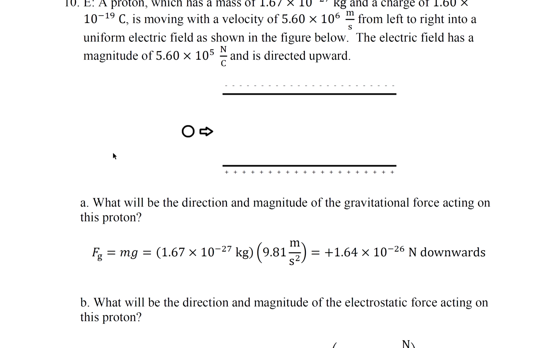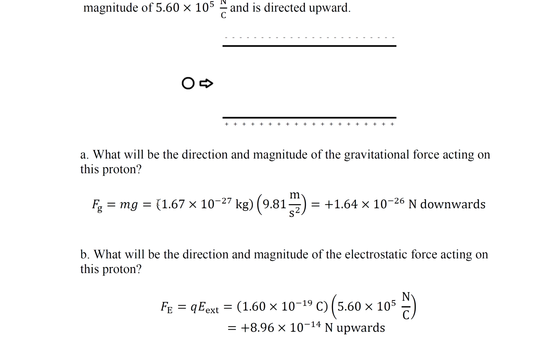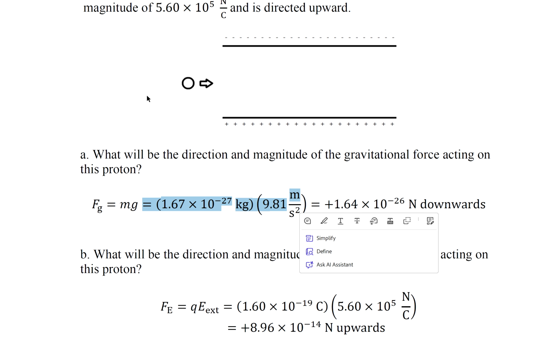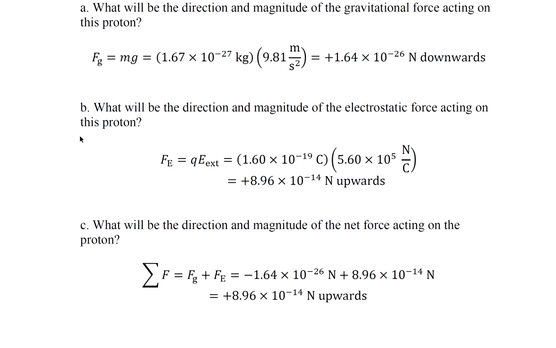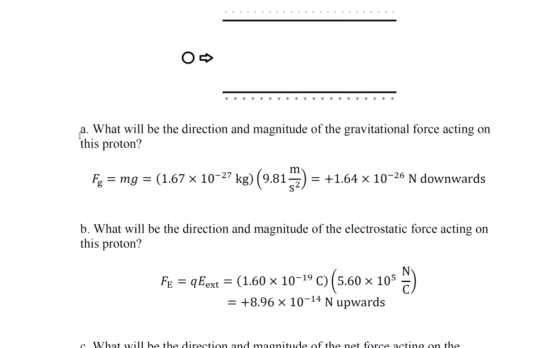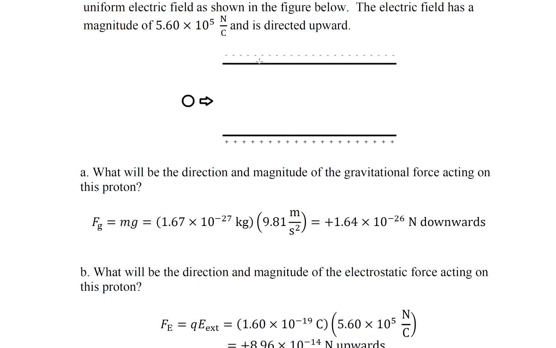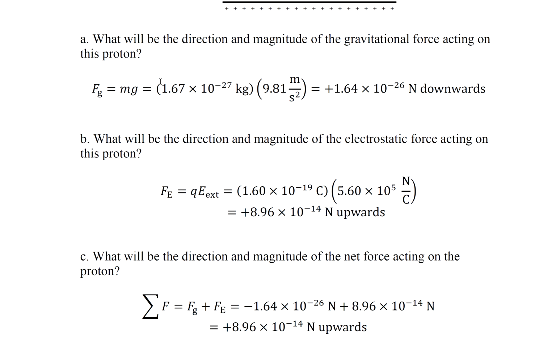Part A, what will be the direction and magnitude of the gravitational force acting on this proton? F equals mg, force of gravity. It's going to be downwards because force of gravity pulls it towards the center of the earth. Part B, what will be the direction and magnitude of the electrostatic force acting on this proton? F equals QE. And that's going to be upwards because this is a positive charge and it wants to go towards the negative charge.